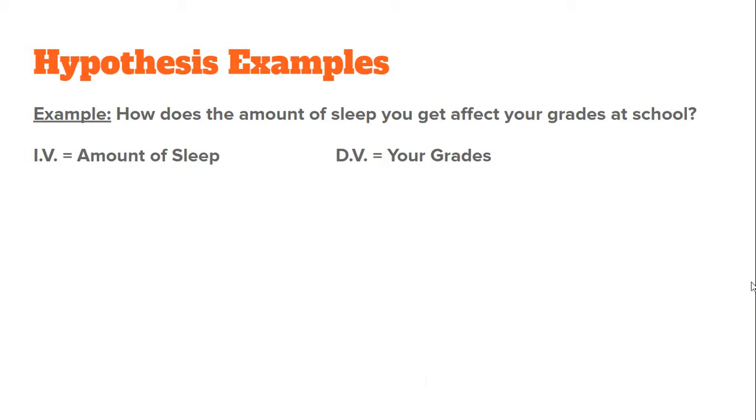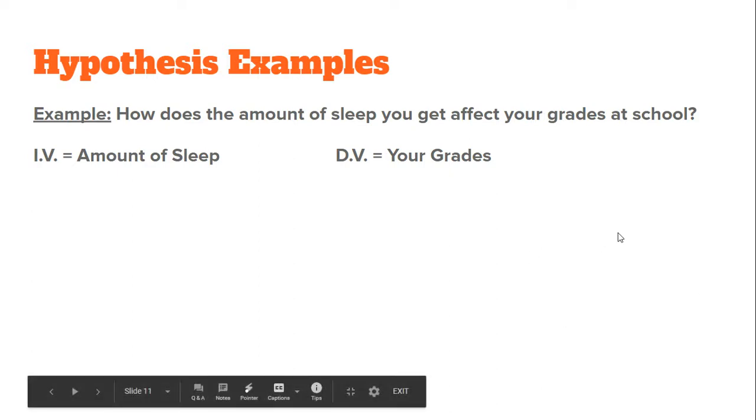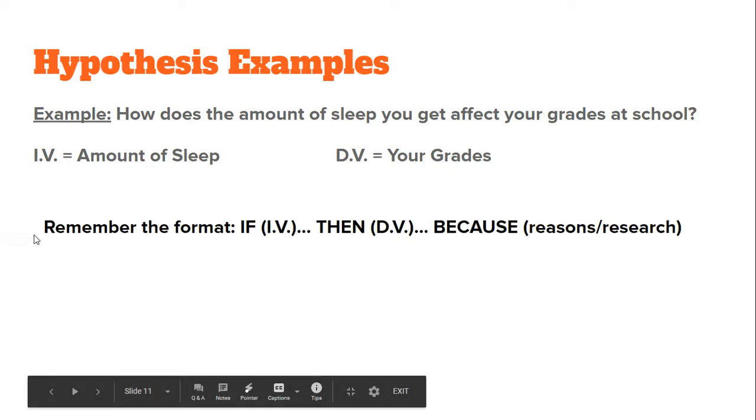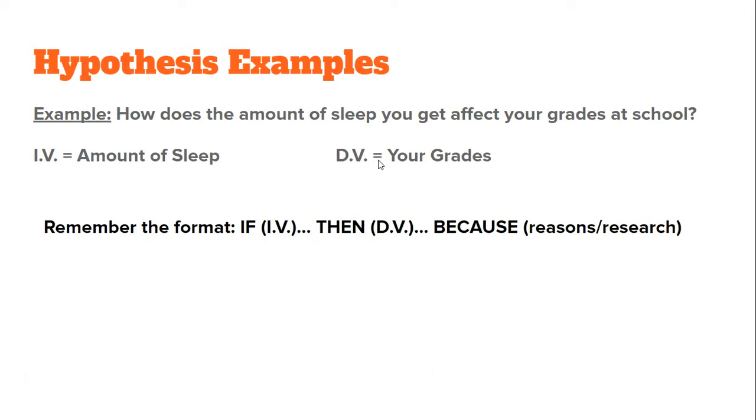Our final example, how does the amount of sleep you get affect your grades at school? The amount of sleep's the thing that we would be purposefully changing or manipulating about our experiment. The grades would be how we would measure. Remember our format. If something about the independent, then this is our expectation for dependent and why. Take a moment and try to come up with your own hypothesis.